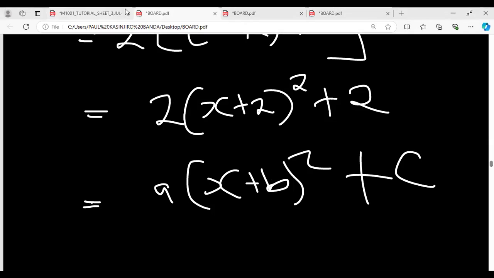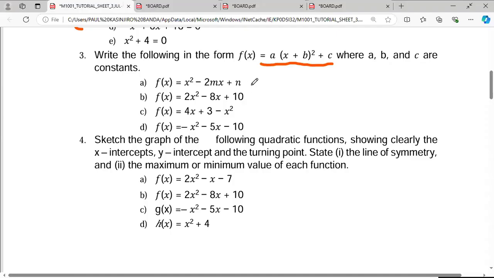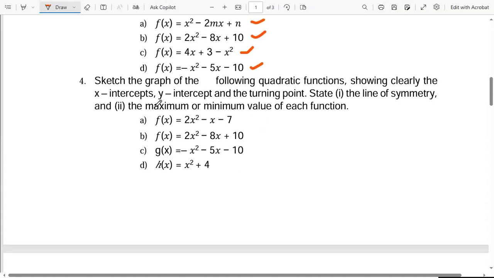Okay, so let's continue, okay? So it means we've solved this one and this one, okay? So you can follow the same procedure also to solve this one and that one, okay? Let's look at question 4, okay?